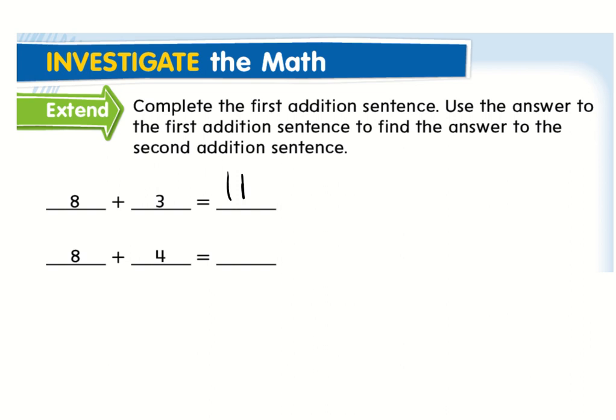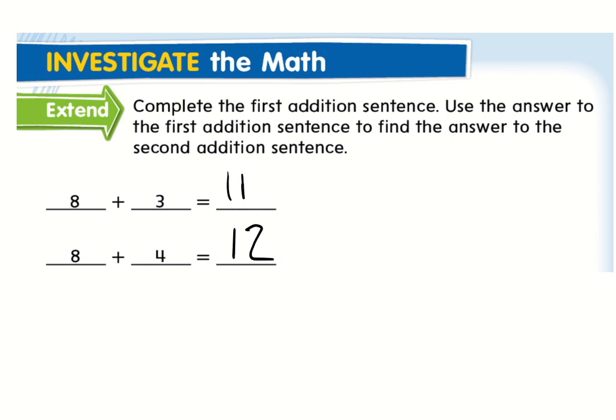So really all we have to do is, if we know 8 plus 3 equals 11, we just have to add one more, because 8 plus 4 is just one more than 8 plus 3. So our answer should be 12, but let's just double check it. We're actually going to be using the count on method here.